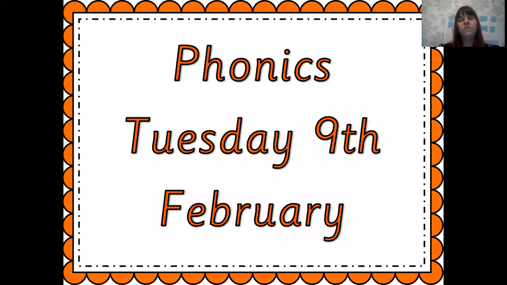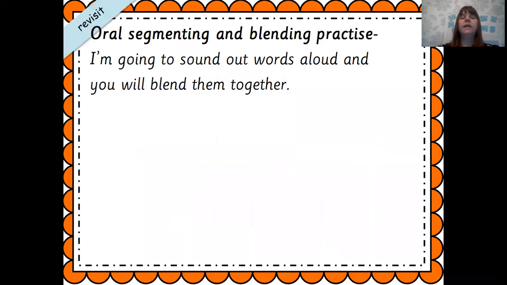We're going to start off with our oral segmenting and blending. Now I'd like you to think about playing this game at home with your adult. You could have some objects in a bag, sound them out for your adult to guess. It's a bit trickier to do the segmenting and being the teacher than it is to blend. So I'm going to do the segmenting for now, but as I say, play this at home with your adult.